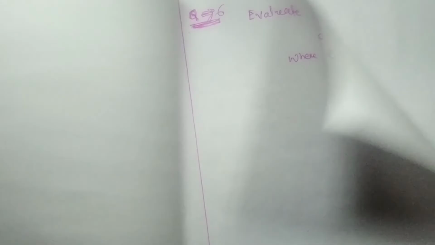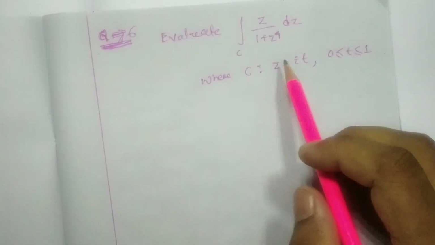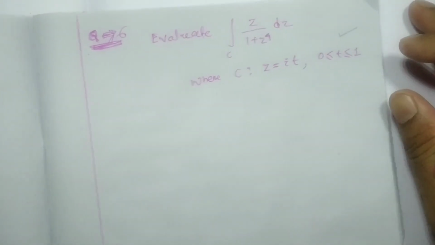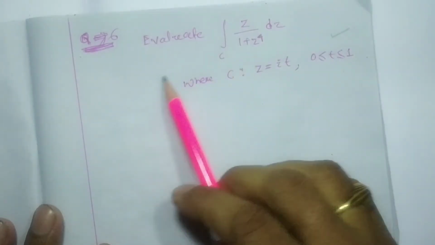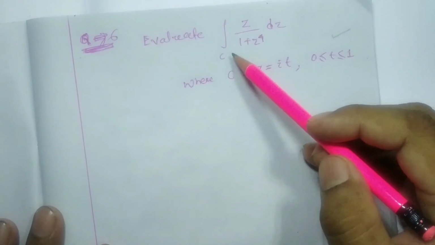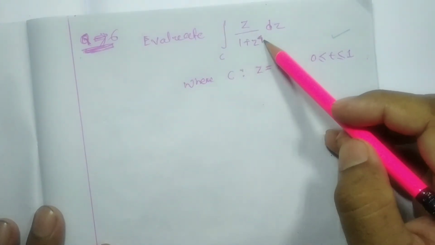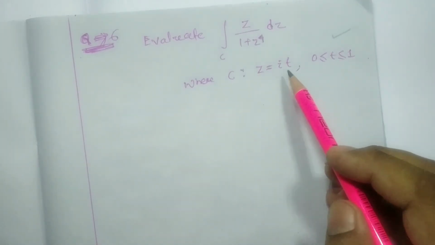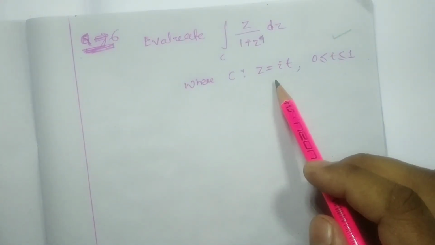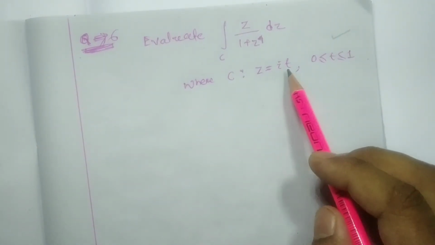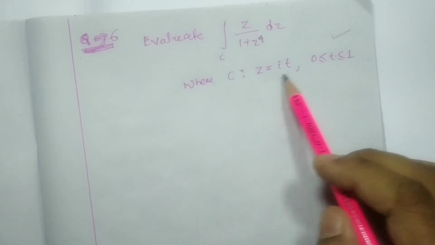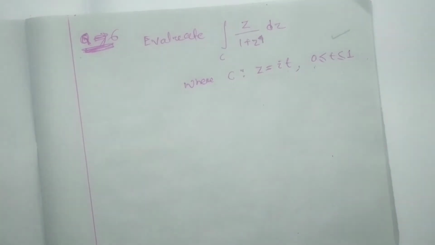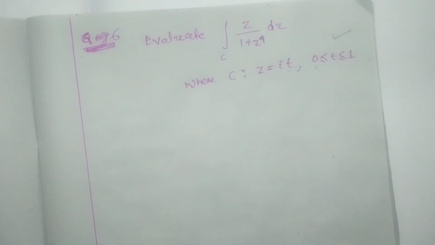So next, a similar type of question I give to you that you have to do by yourself, and in the next class we are going to discuss it. Evaluate the contour integration of z by 1 plus z to the power 4 dz. This is z to the power 4. Here z is the function of t, where z equals it only, and t varies from 0 to 1. That means the limit varies from 0 to 1. You do it by yourself. In the next class we are going to discuss.